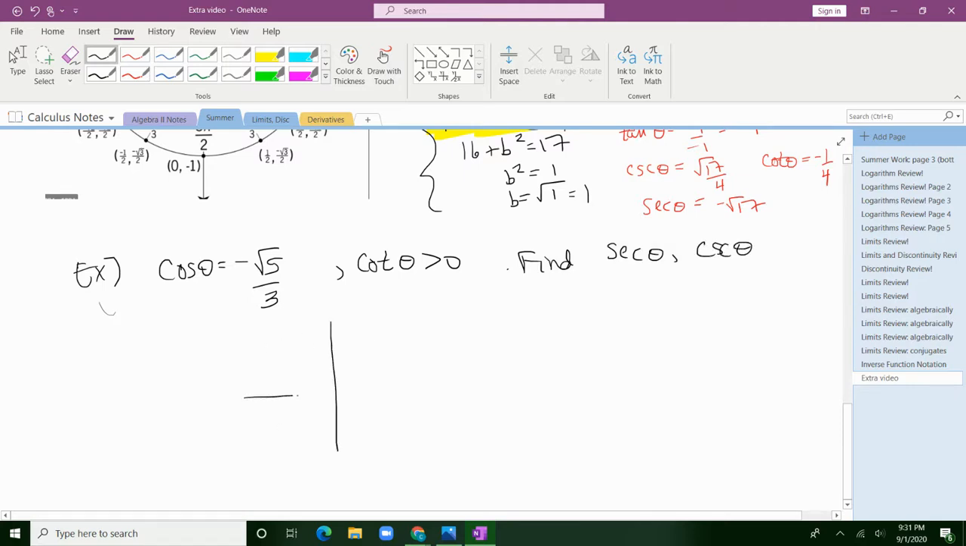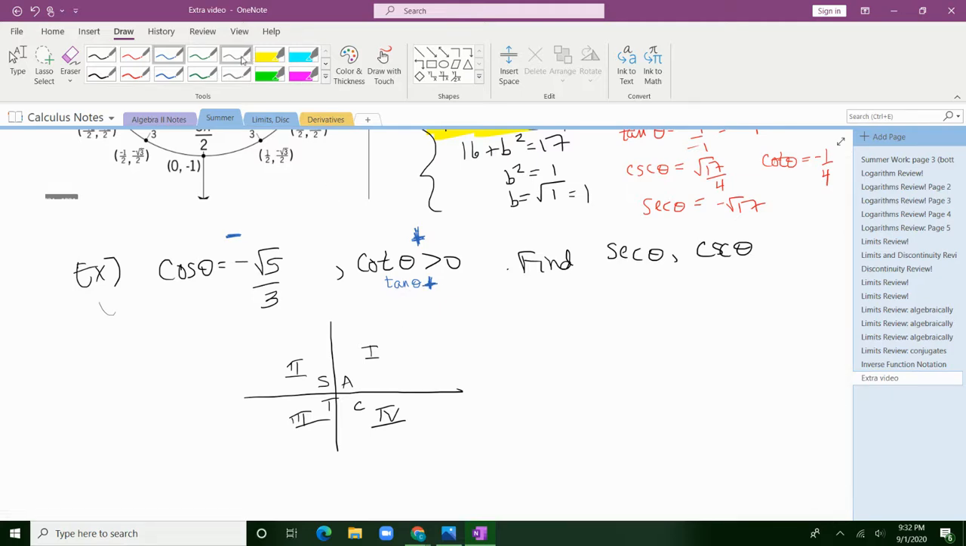All right, first step, figure out the quadrant you're in. All students take calc. Cosine is negative. Cotangent is positive. Now, okay, what is cotangent again? Cotangent is the reciprocal of tangent. So if cotangent is positive, that means tangent is positive. So I'm going to start with tangent first. So let's see, where is tangent positive? Tangent is positive in quadrant 1, where all of them are positive, and in quadrant 3, T stands for tangent. I can't be in 2 or 4.